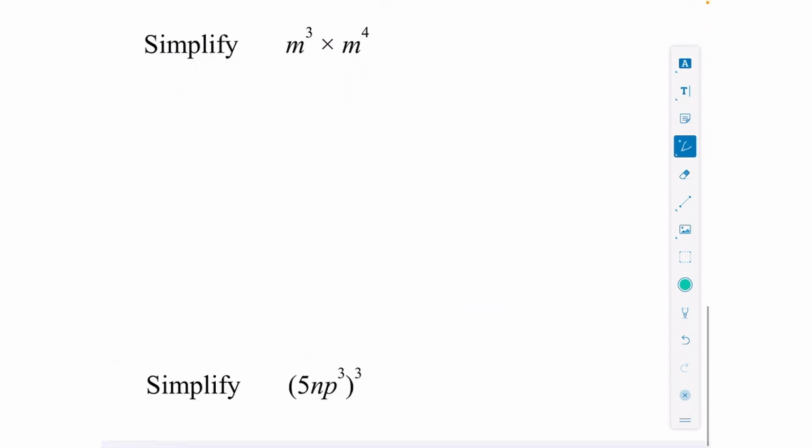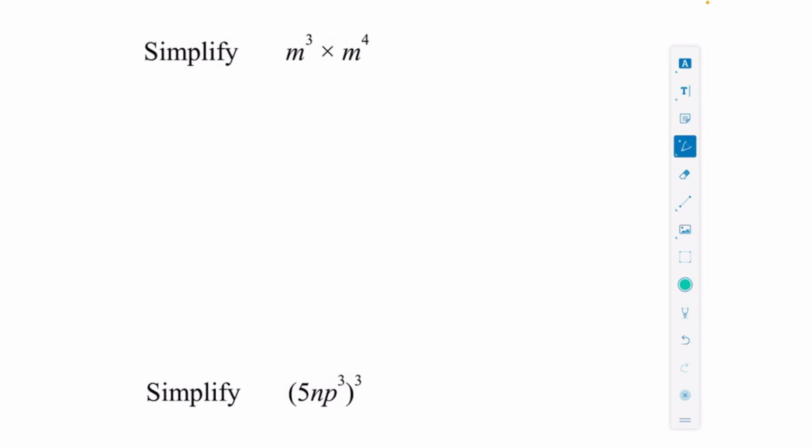So now m cubed times m to the power of 4, we know that we're going to add those powers together. So m to the power of 7, it's quite a nice one. And down here we've got 5np cubed all to the power of 3. So two ways of doing this. Everything in the bracket needs to be cubed. You could say it's 5np cubed times 5np cubed times 5np cubed. Or you can just cube everything in the brackets individually.